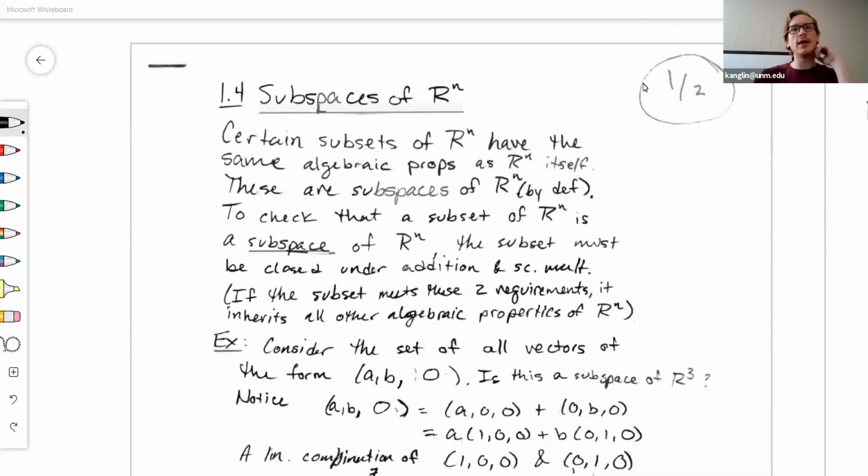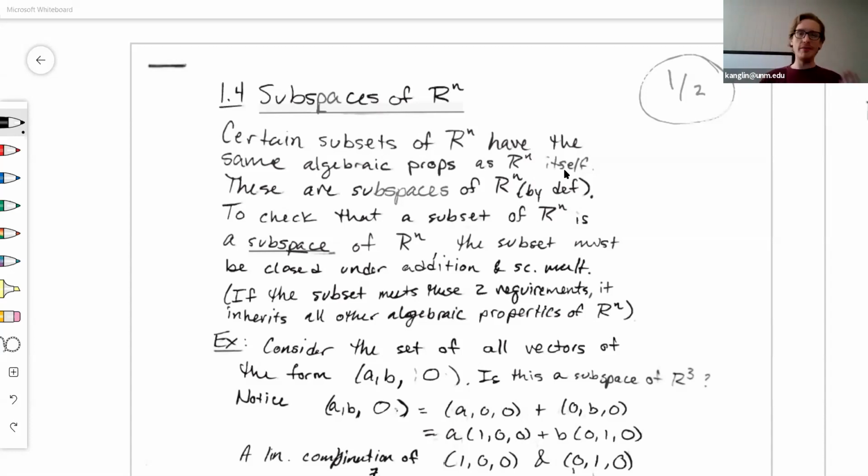And here we're going to see that certain subsets of Rn, notice subset and subspace are very different words. It's almost too subtle to be fair here, but we really do have very different meanings between the words subset and subspace. A subset is just any collection of items in Rn. A subspace is a very, very specific type of subset, very specific type of collection of elements in Rn. So we're going to see certain subsets, certain collections of elements in Rn, have the same algebraic properties as Rn itself.